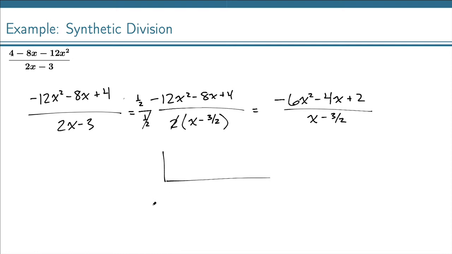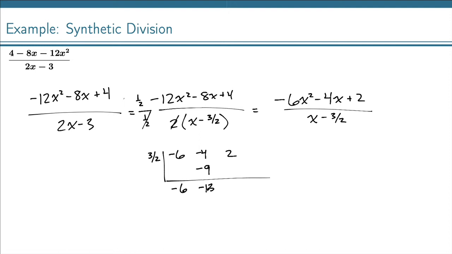So we have our bracket. Inside the bracket, we do the coefficients of our polynomial, -6, -4, and 2. And on the outside, we put the 0 of our divisor, which is just 3/2. We bring the -6 down, and -6 times 3/2 is a -9. And then we add -4 plus -9 is -13.